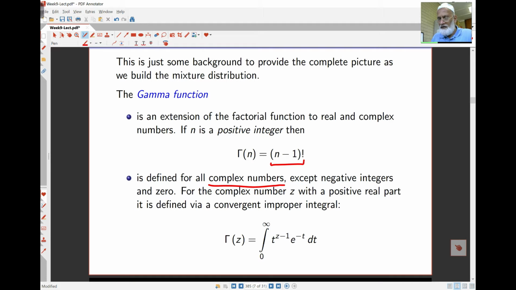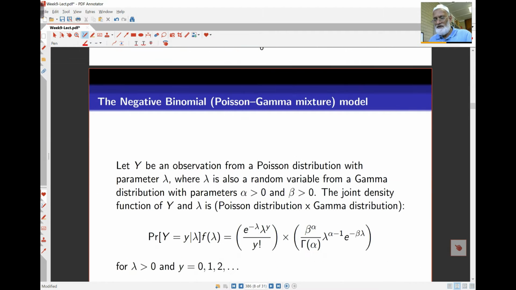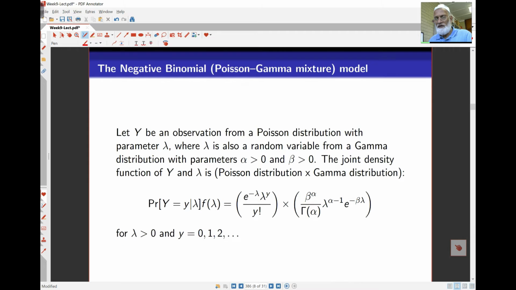And of course, the idea here is that the number z must have a positive real part, otherwise things go crazy as far as the actual convergence of the integral is concerned. So this is all the mathematics behind it. But as far as we're concerned, we'll deal with the model fitting only.